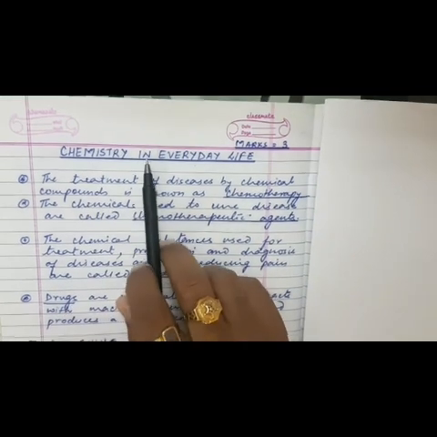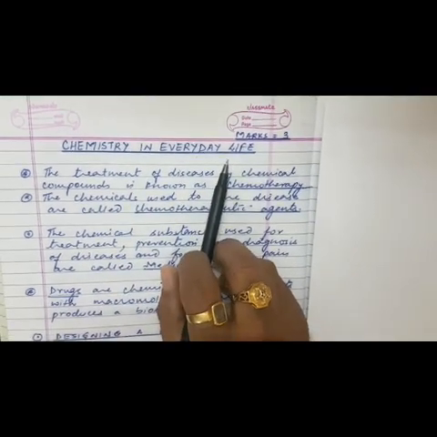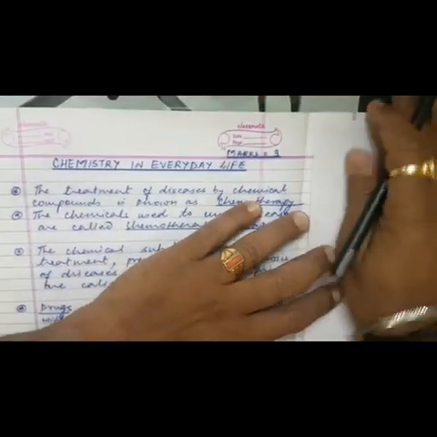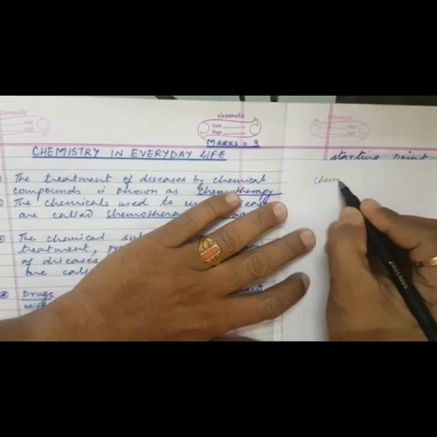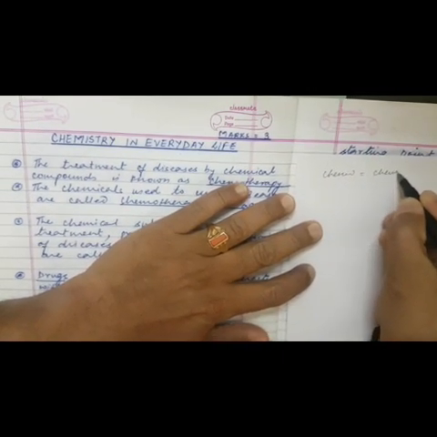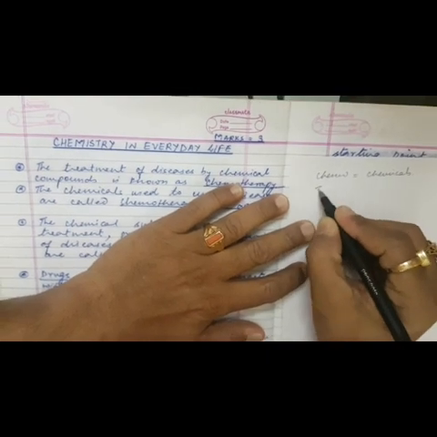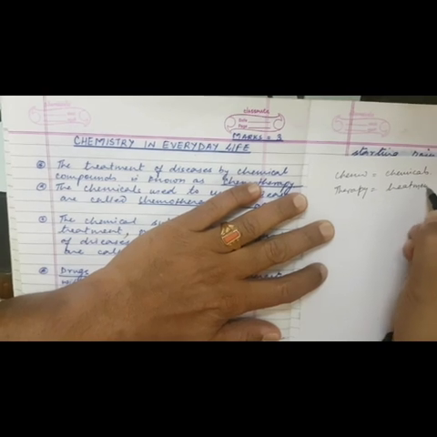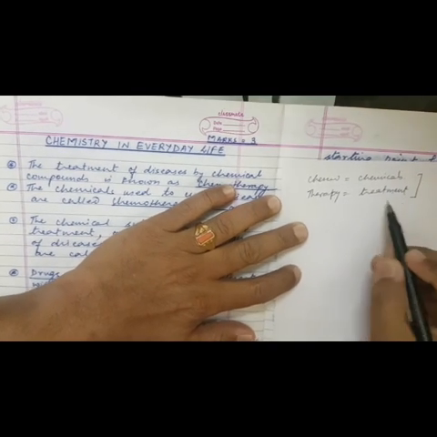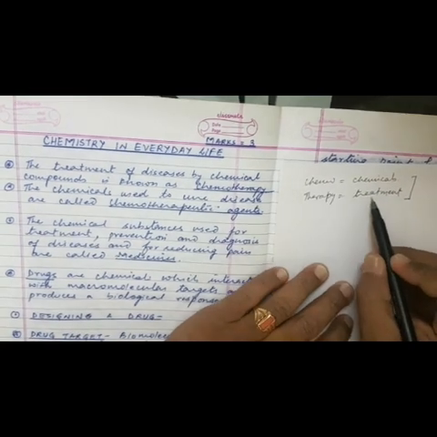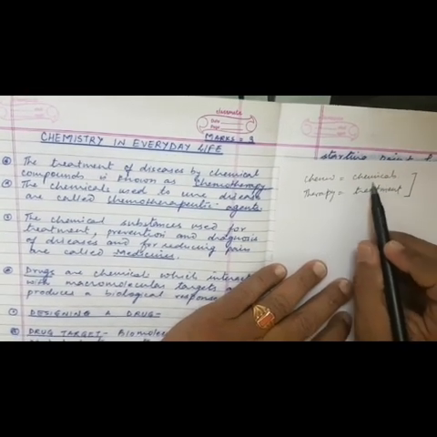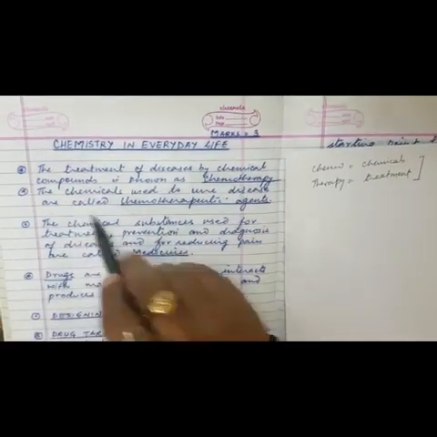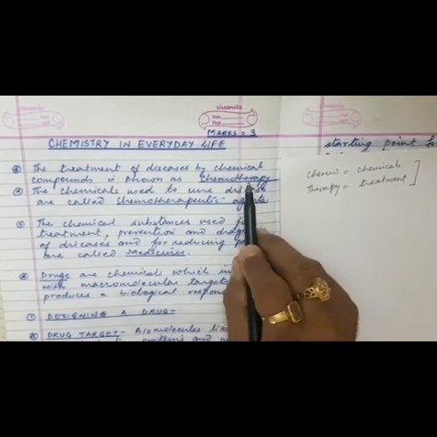Chapter: chemistry in everyday life. The first thing is chemotherapy. Chemotherapy contains two words. One word is chemo. Chemo means chemicals, and therapy means treatment. So chemotherapy means treatment of diseases with the help of chemicals. The treatment of diseases by chemical compounds is known as chemotherapy.